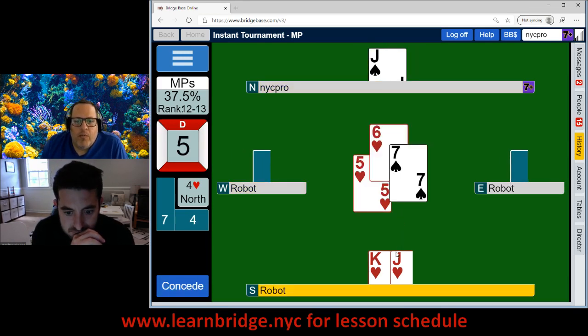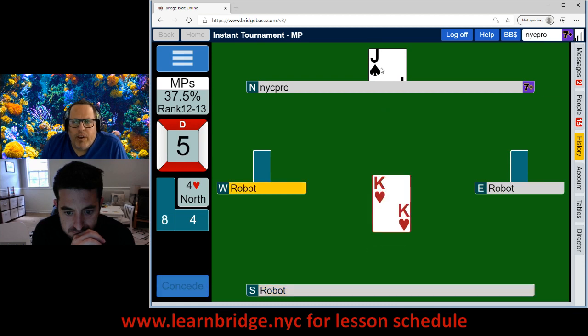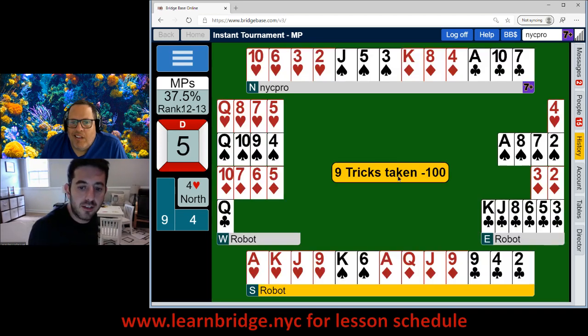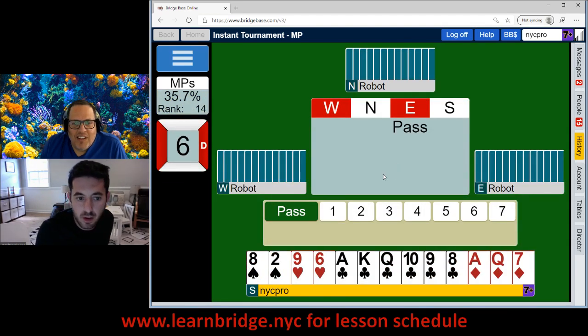This does not mean that we are too high. This means that we got pretty terribly unlucky. The trumps were 4-1 offside. I mean, the chances of that were not low. All right, back below 40.